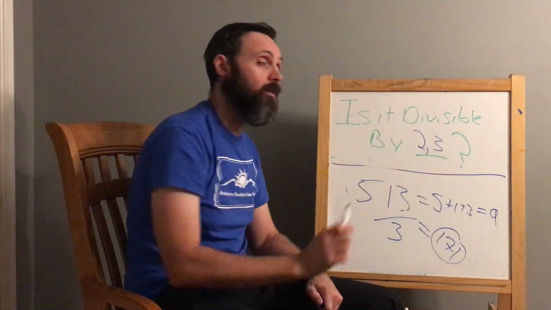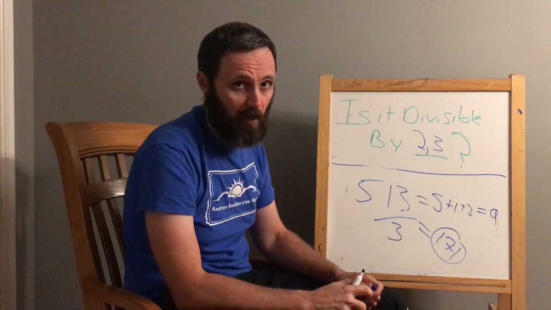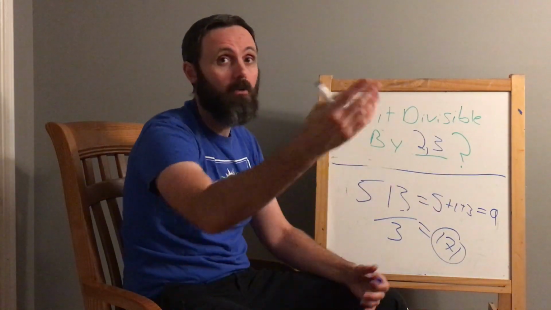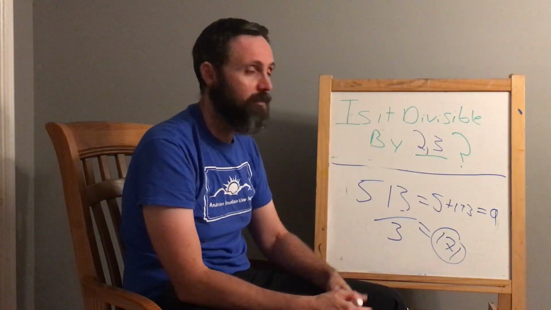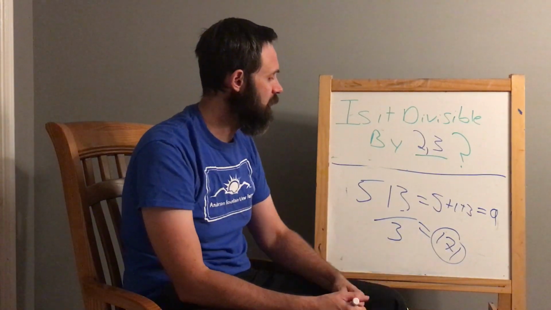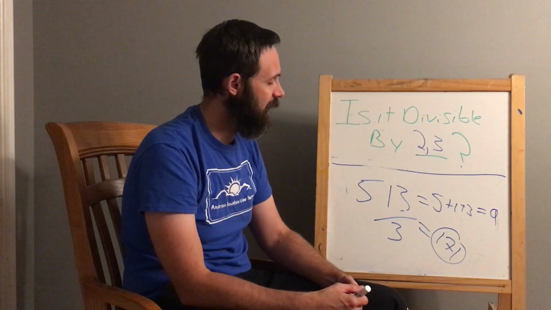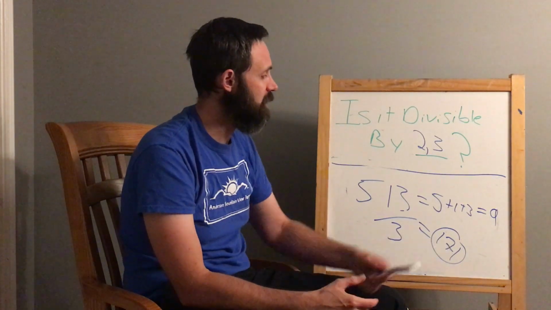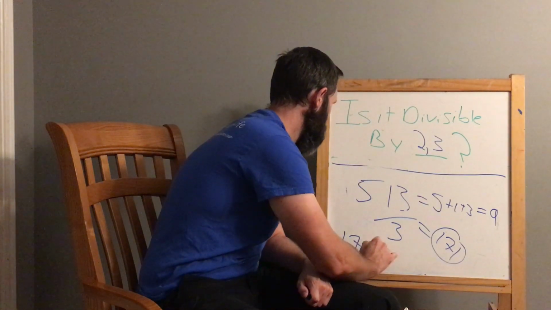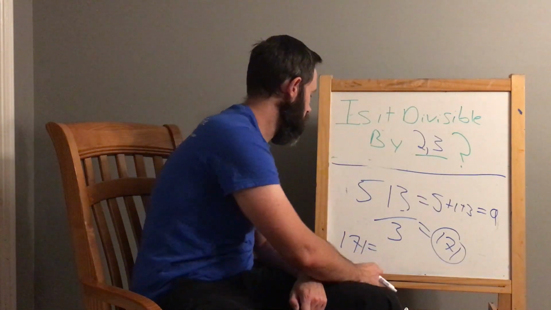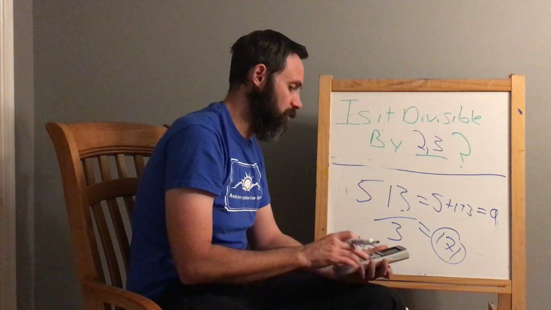5 plus 1 plus 3 equals 9. So I know it's at least divisible by 3. It might have been divisible by other multiples of 3 also, but I know it's at least divisible by 3. And I get this 171 number, and then I can keep working myself from there too. Actually, the number 171, when you add all of that up, 1 plus 7 plus 1 is 9, so that's also going to be divisible by 3.